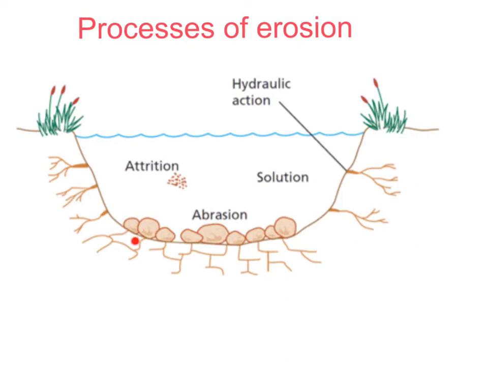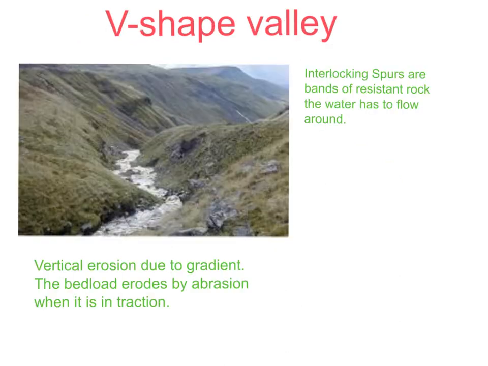Abrasion, this is where the rocks the river picks up erodes the riverbed and the river banks, moved along in traction here because it's quite heavy. And solution is where certain minerals are dissolved in the river and carried that way.